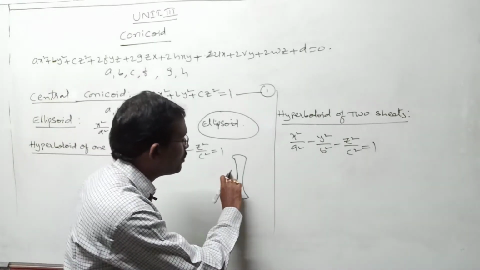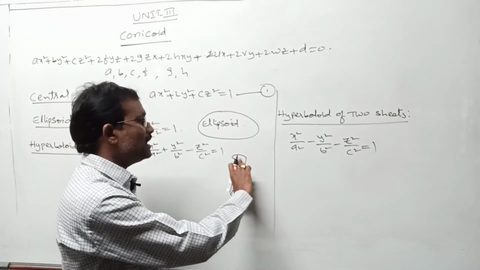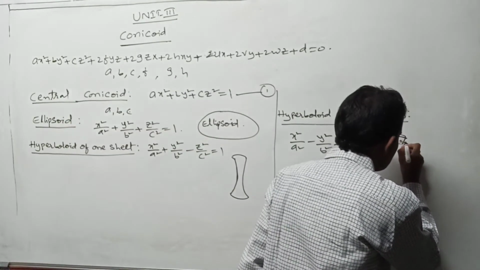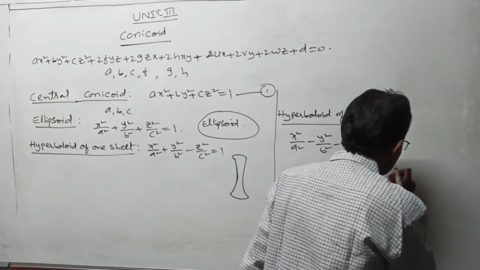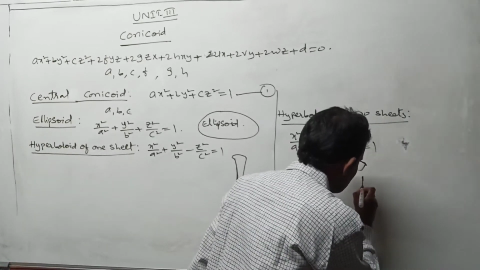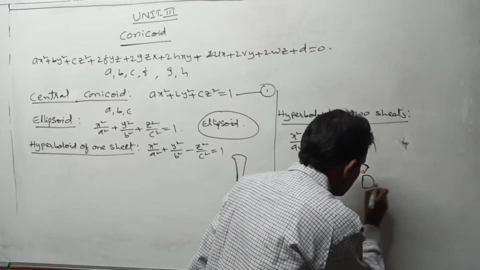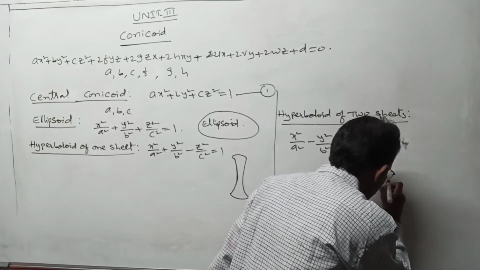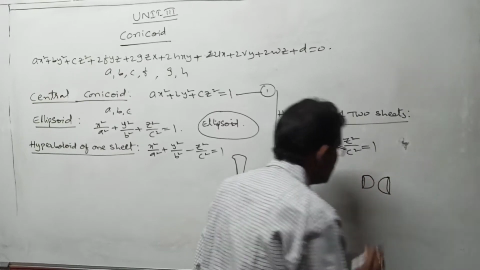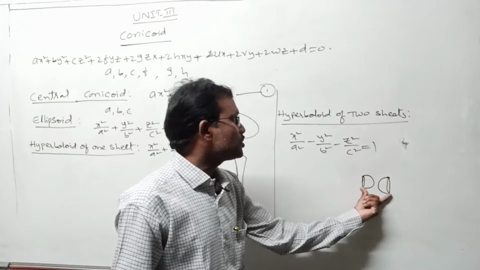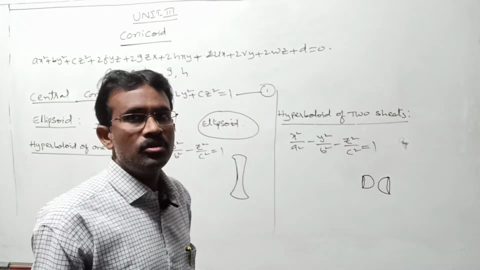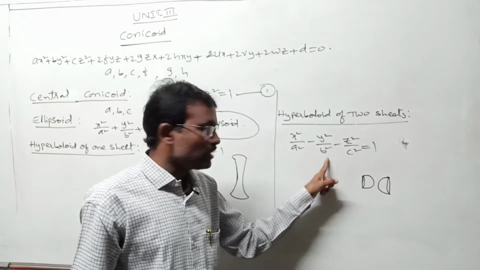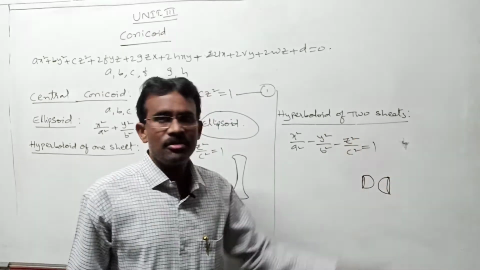Two sheets means you just have to cut this, bisect this one into two surfaces. That is like this. Here I am plotting. This is one and this is the other one. Don't touch me. Like diyas in Diwali, right? This is called what? Hyperboloid of two sheets. Its equation is x square by a square minus y square by b square minus z square by c square equal to 1.